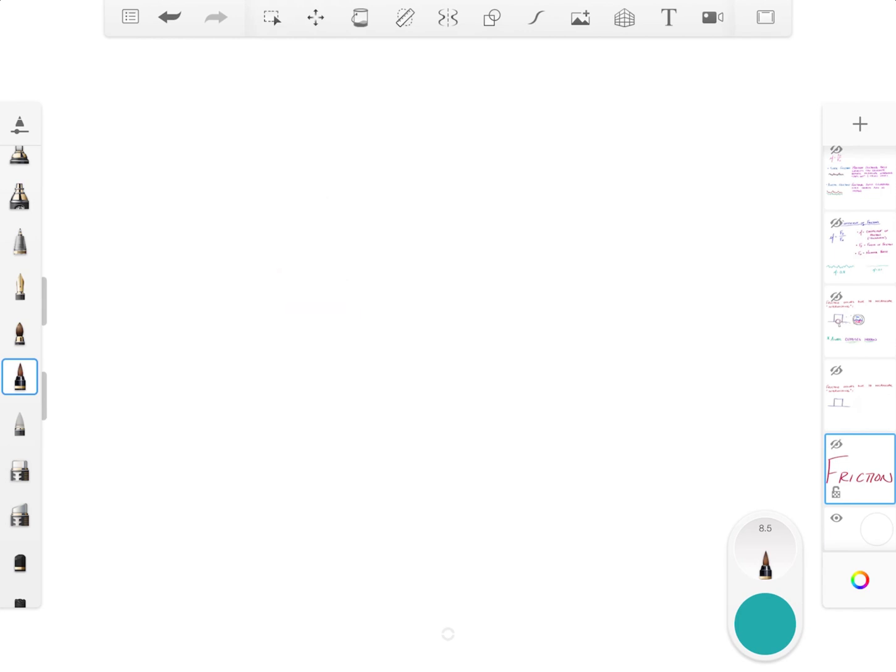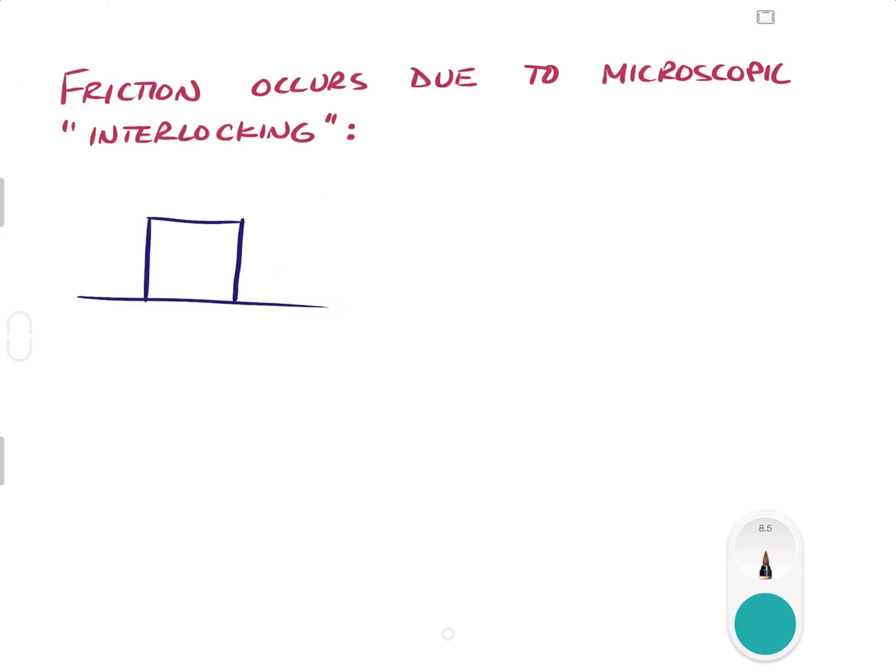So the first thing to understand is just where friction even comes from. The way I feel is best described is saying that it's due to this microscopic interlocking. What do I mean by that? Well, no matter what surface you imagine, there's no such thing as a perfectly smooth surface.